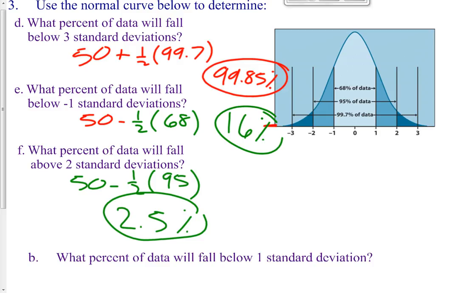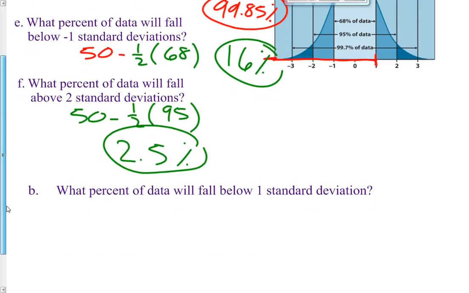And last one of the day, what percent of data will fall below 1 standard deviation? Here's 1 standard deviation from the mean. So what data falls below it? It's going to be 50% plus half of 68. This much is half of 68. So the 50% plus half of 68, that would be another 84%.